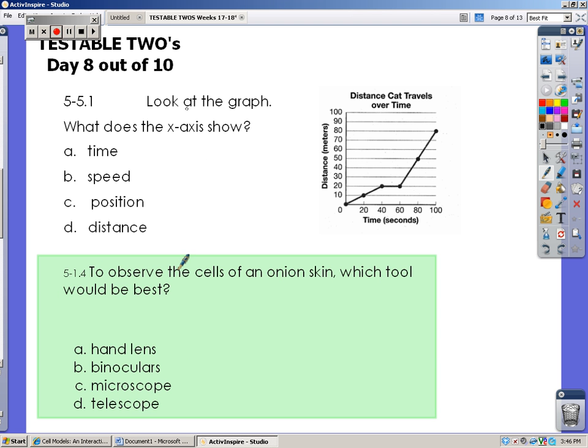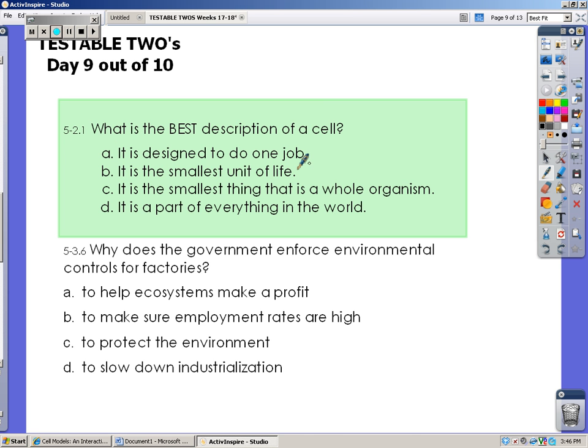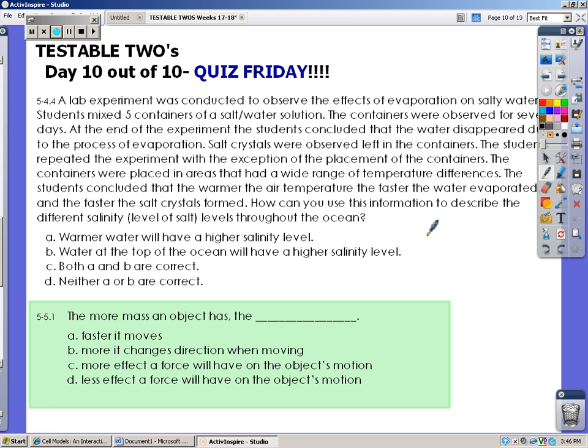Number 8, observe cells of an onion ring. You would best do this with a microscope, like the cells we looked at in class. You would use a microscope to look at that. And the best description of a cell is the smallest unit of living life. This describes microorganisms that are unicellular, so that's only one type of cell. This is the best description of all types of cells. They're the smallest unit of living life.